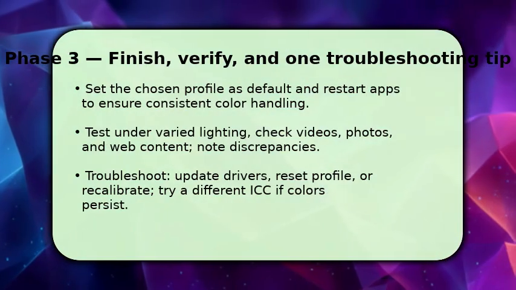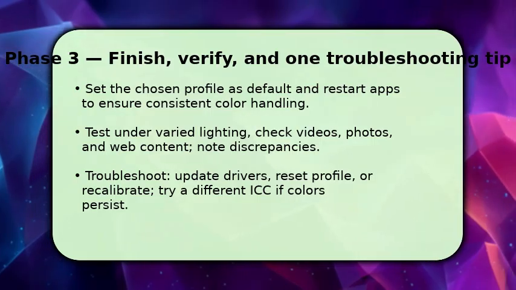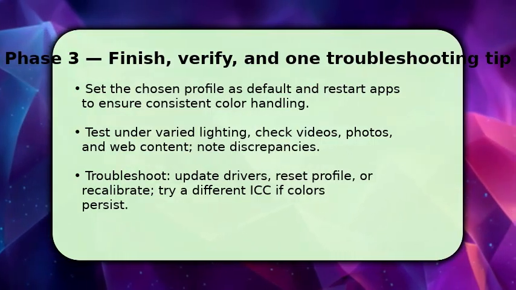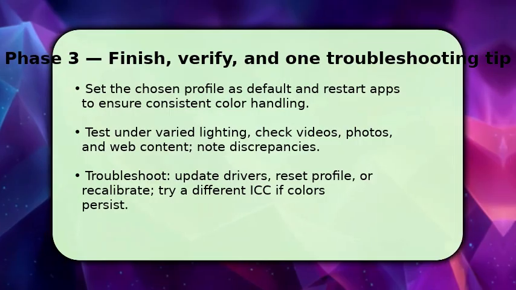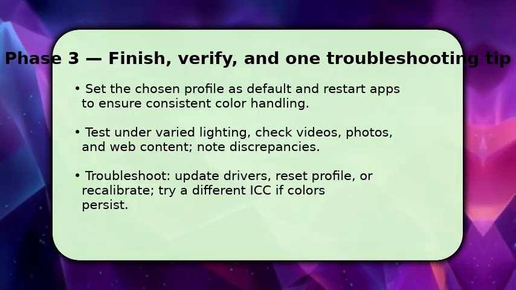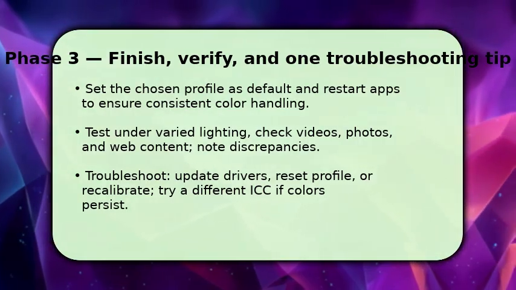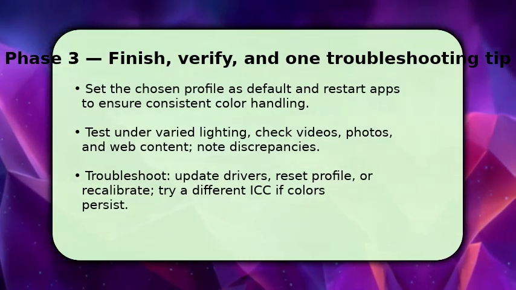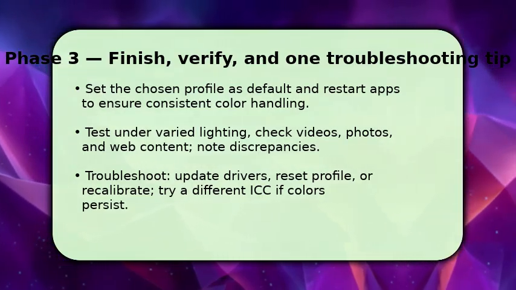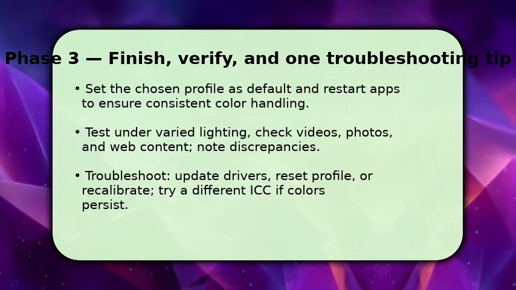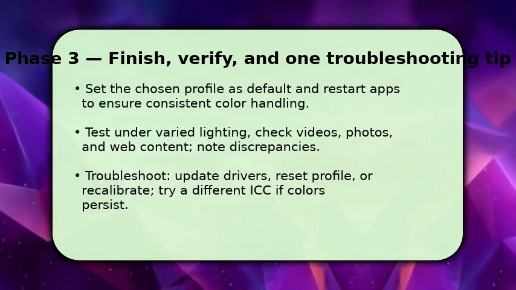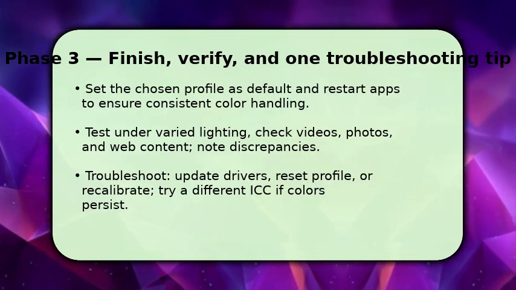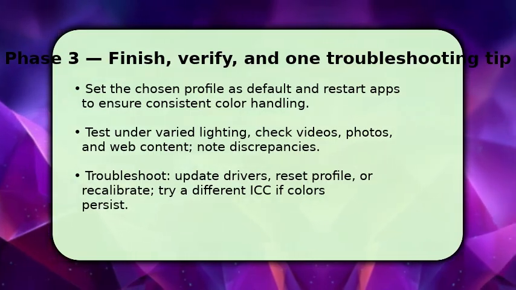Then test across multiple content types, videos, photos, and web pages, and under different ambient lighting so you confirm the result in real use. If colors look off, update your GPU drivers, reset to the original profile, and recalibrate. If problems persist, try a different ICC profile or rerun the colorimeter routine. One troubleshooting tip: if saturation or hue shifts remain, check.